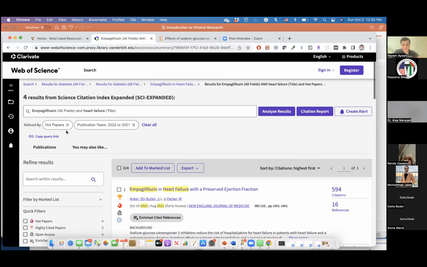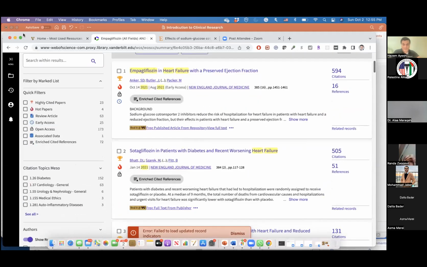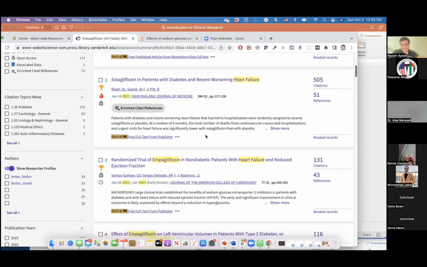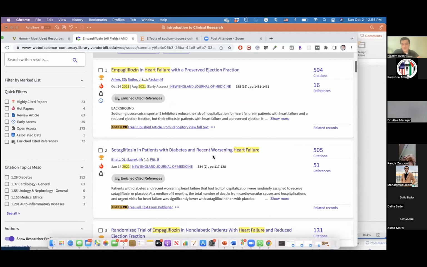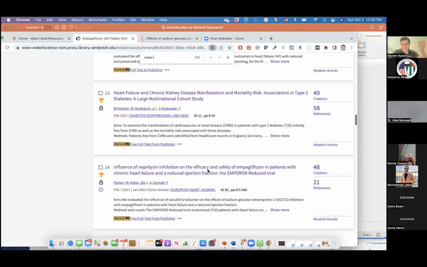Let's say that we're gonna remove the hot papers because we don't need it right now. We need just only to see how many papers. And you have to search if there's any meta-analysis actually done or not. You just search if there's meta-analysis. Oh, there's nothing in this page. You have to keep scrolling and keep searching if there's a meta-analysis was done.